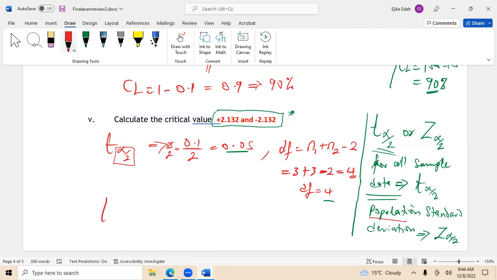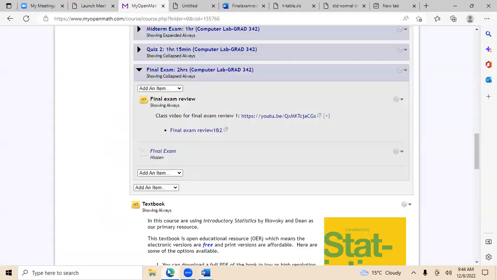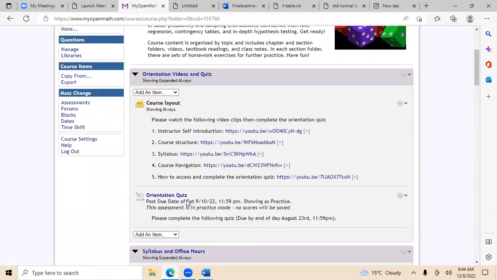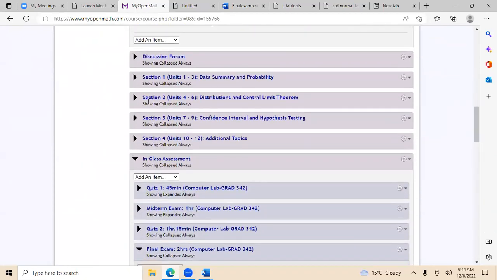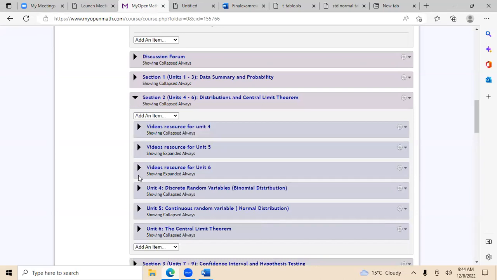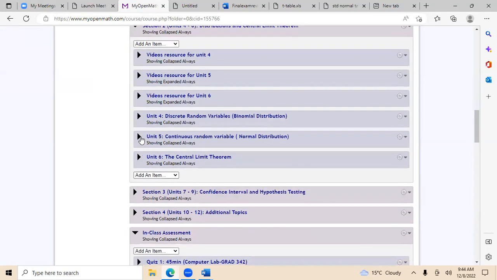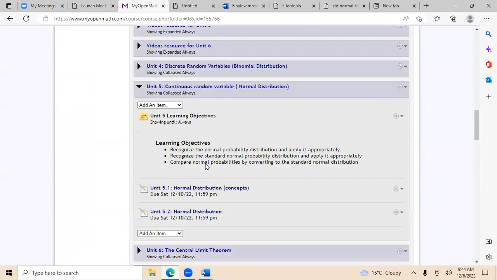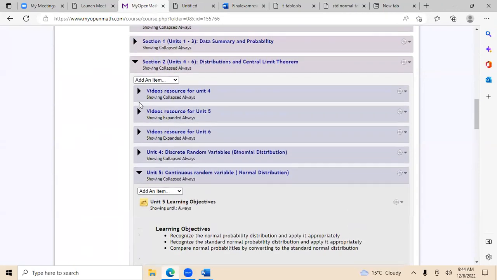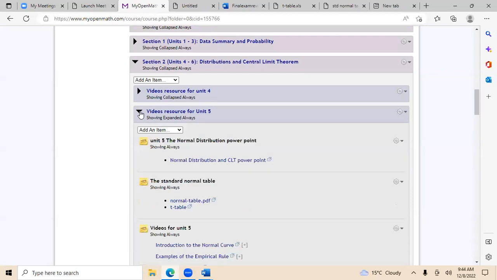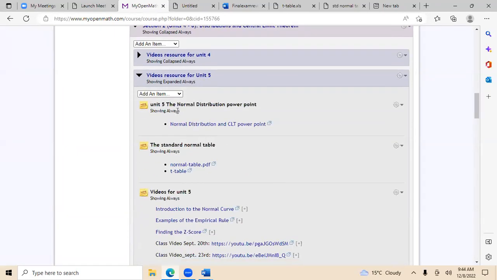So we now say our critical value, t alpha over 2, will be equal to, we go to the table, look for the area of 0.05 and look for one tail, right? And then look for df of 4, okay? I've already opened the table, but we have it here under unit 5, resources for unit 5.